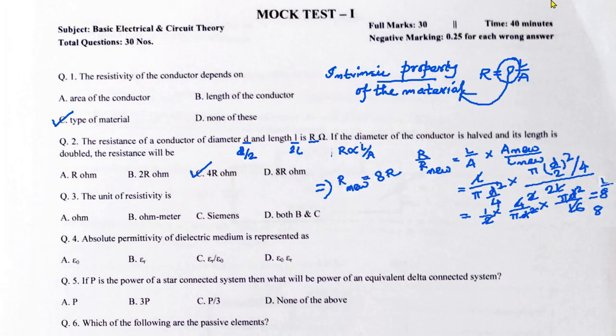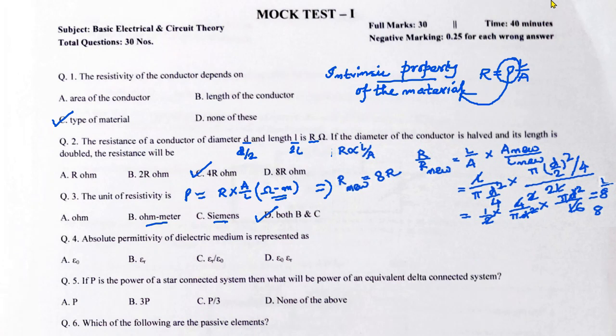Now what is the unit of resistivity? You know, rho is equal to R into A by L. So the unit definitely is ohm meter. Okay, so this is correct. Also Siemens is given as an option, which is basically the unit of conductivity, the reciprocal of resistivity. So here the answer will be option D, that is B and C.